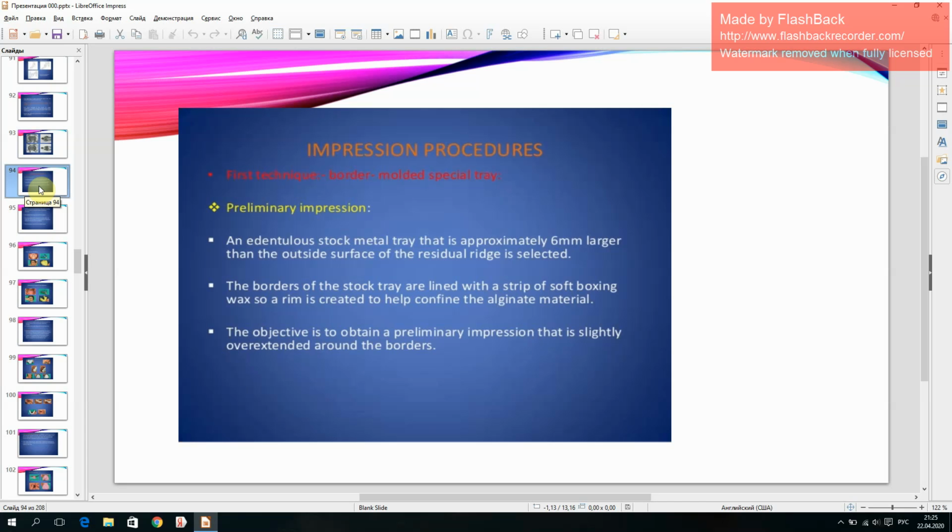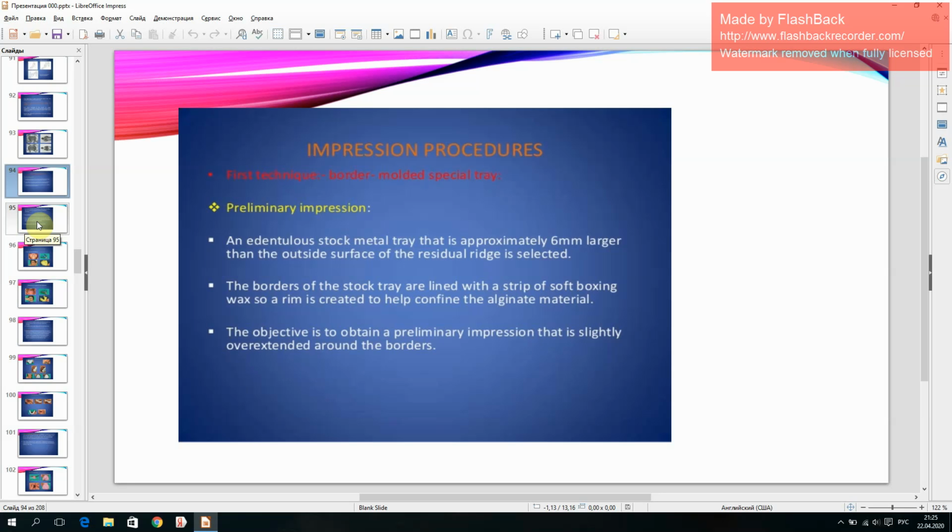Impression procedures. First technique, border molded special tray. Preliminary impression. An edentulous stock metal tray that is approximately 6 mm larger than the outside surface of the residual ridge is selected. The borders of the stock tray are lined with a strip of soft boxing wax, so a rim is created to help confine the alginate material.